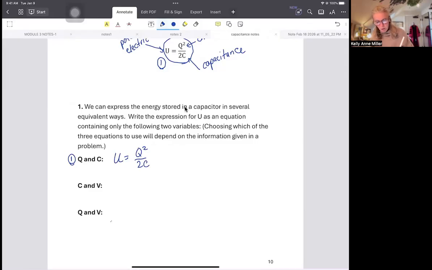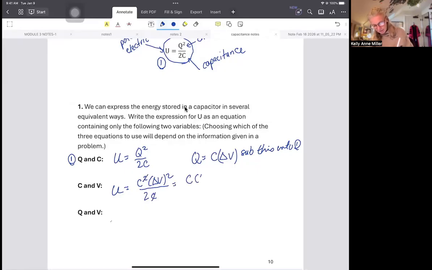If we also know from before that charge is equal to capacitance times the voltage, we could sub this into that equation, and we would get U equals C squared times delta V squared divided by 2C. That C would cancel with that C, and so we would have C delta V squared divided by 2. So that's the second way of writing potential energy stored on a capacitor.